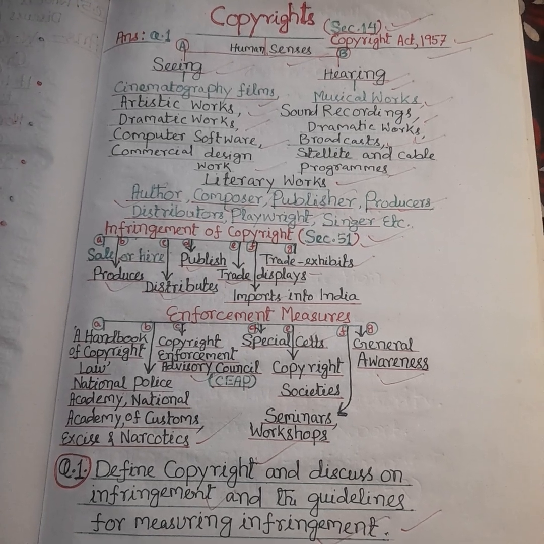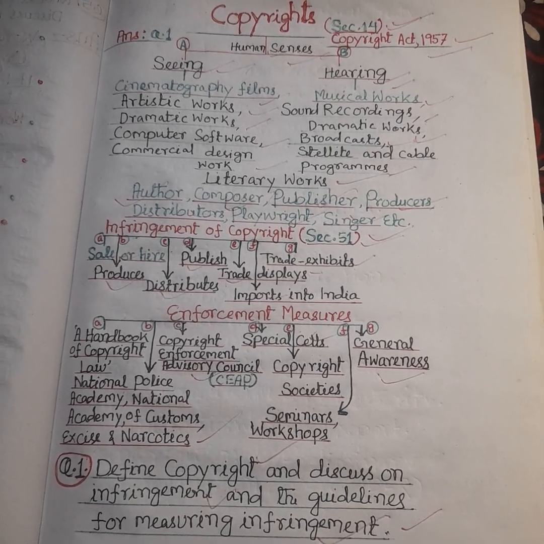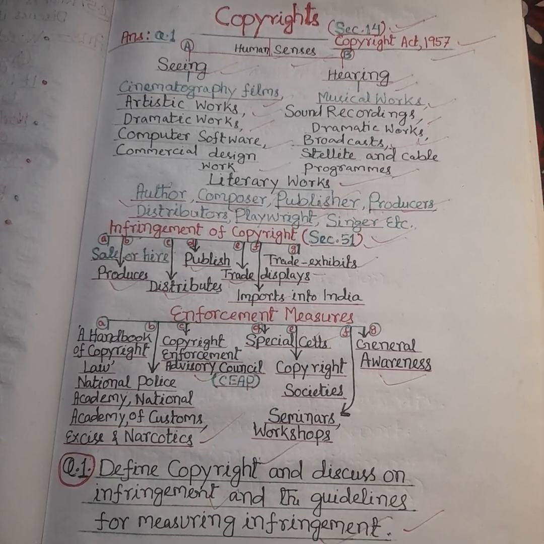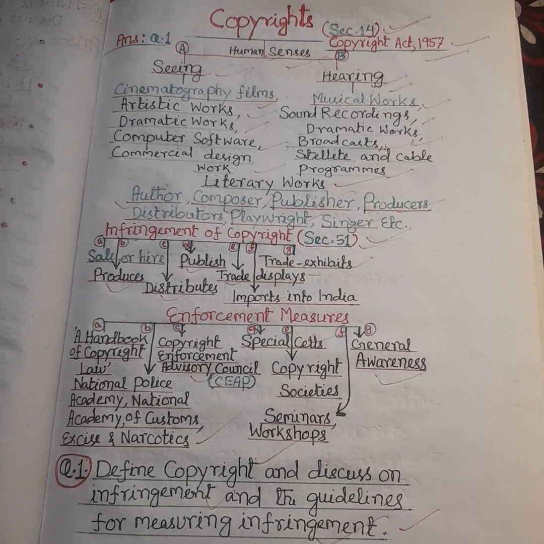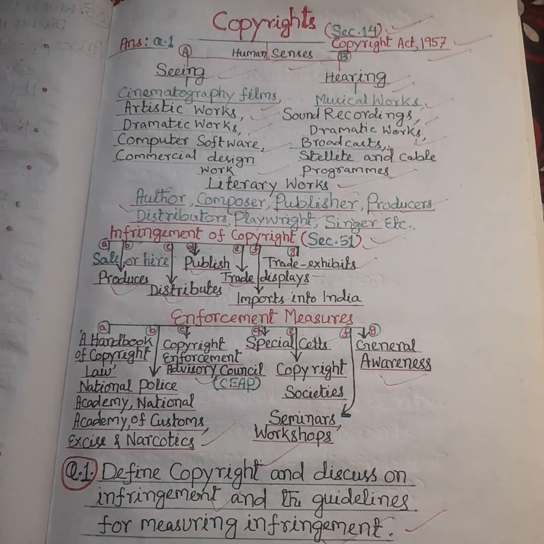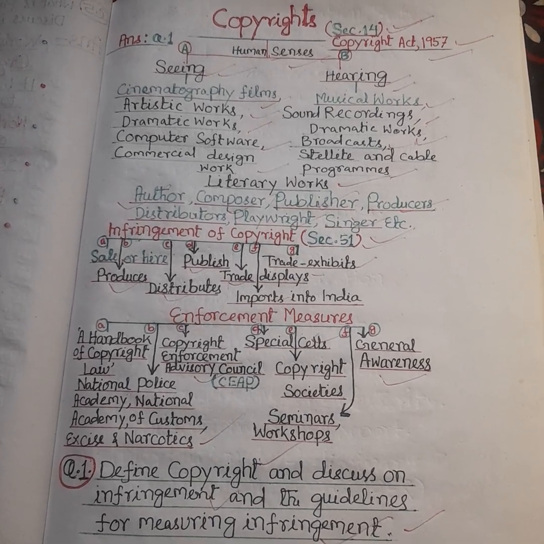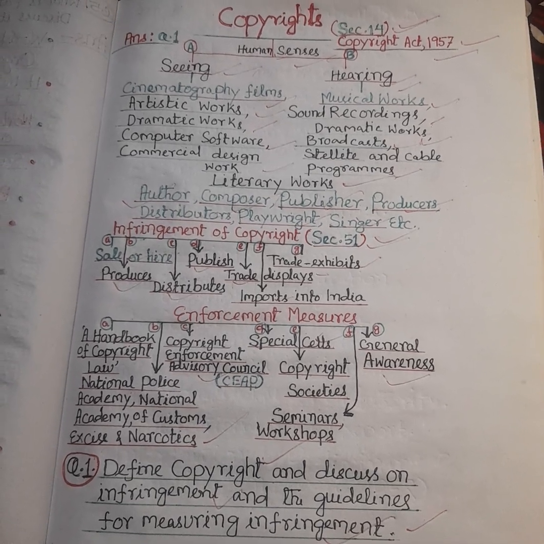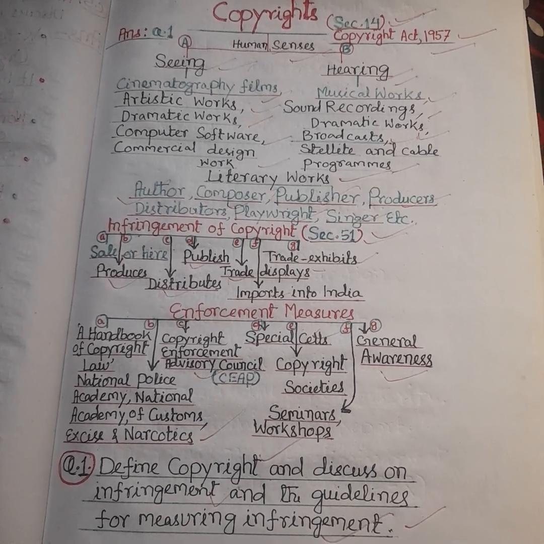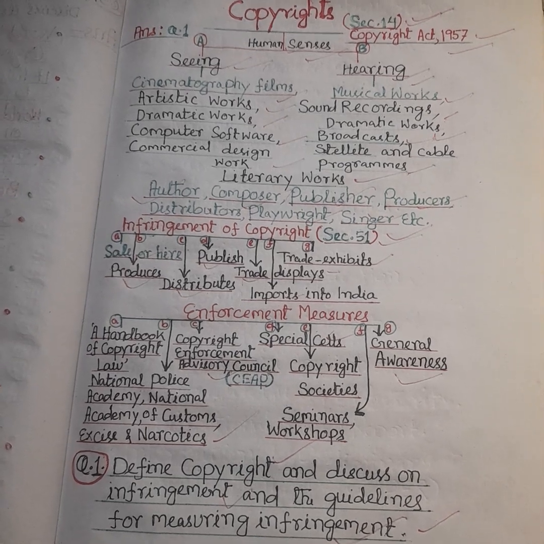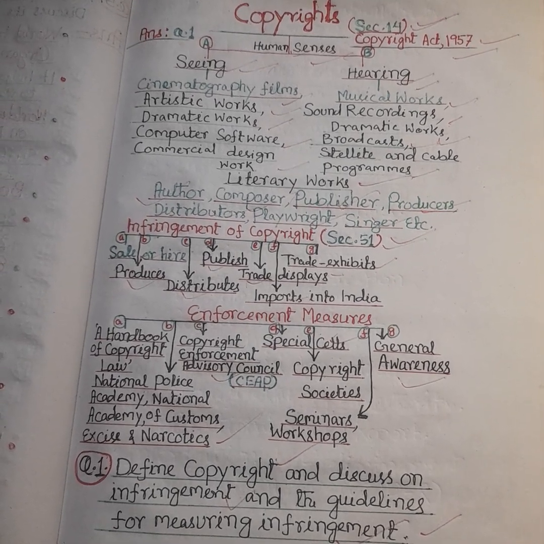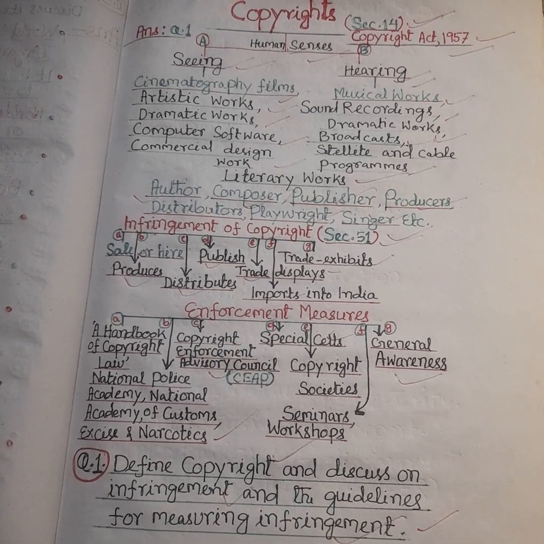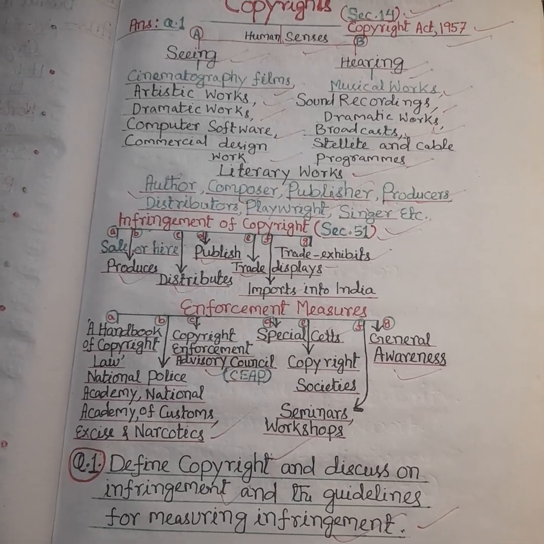Copyright is usually defined as the legal rights granted to an author, composer, playwright, publisher, or distributor for the exclusive publication, production, distribution, of a literary, musical, dramatic, or artistic or original commercial design work.